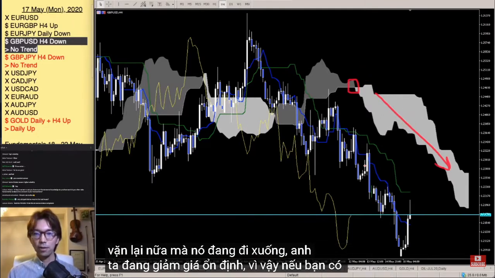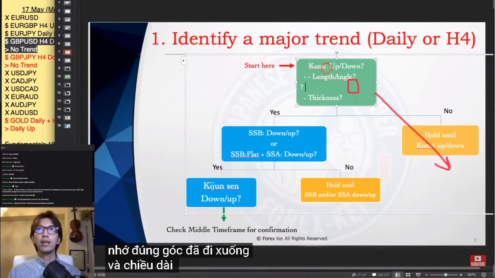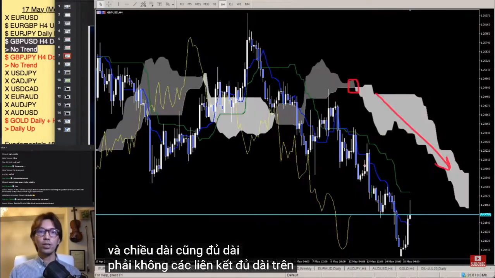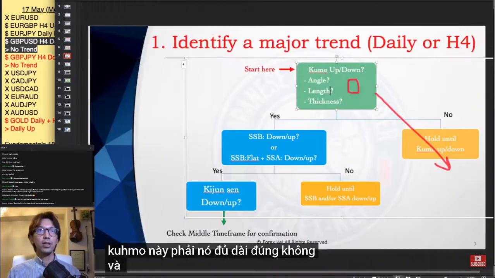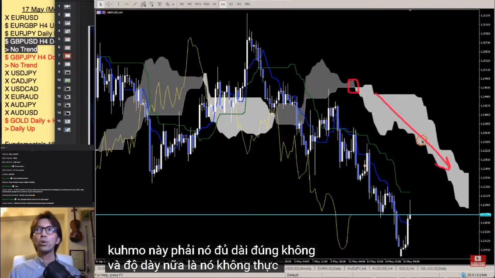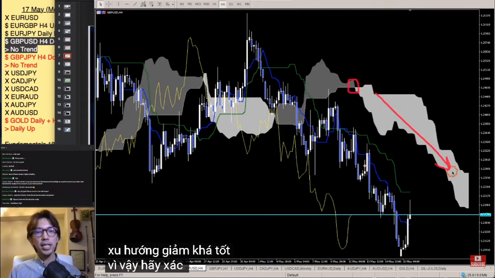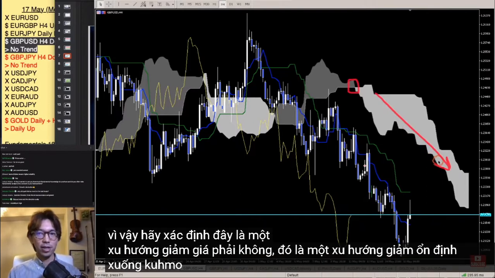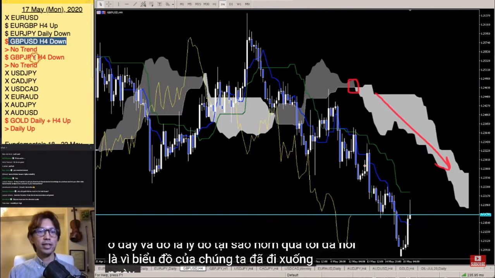If you can recall, the angle was going down, and the length was long enough on this Kumo. The thickness is not really thick enough, but this was a decent downtrend. So identify this one as a down Kumo, a stable downtrend. And that's why I said yesterday the 4-hour chart was moving down.